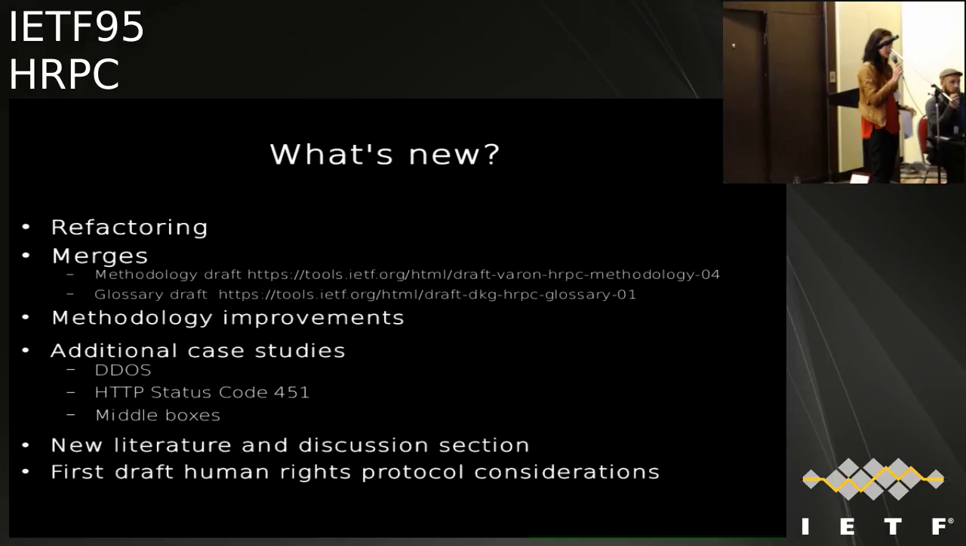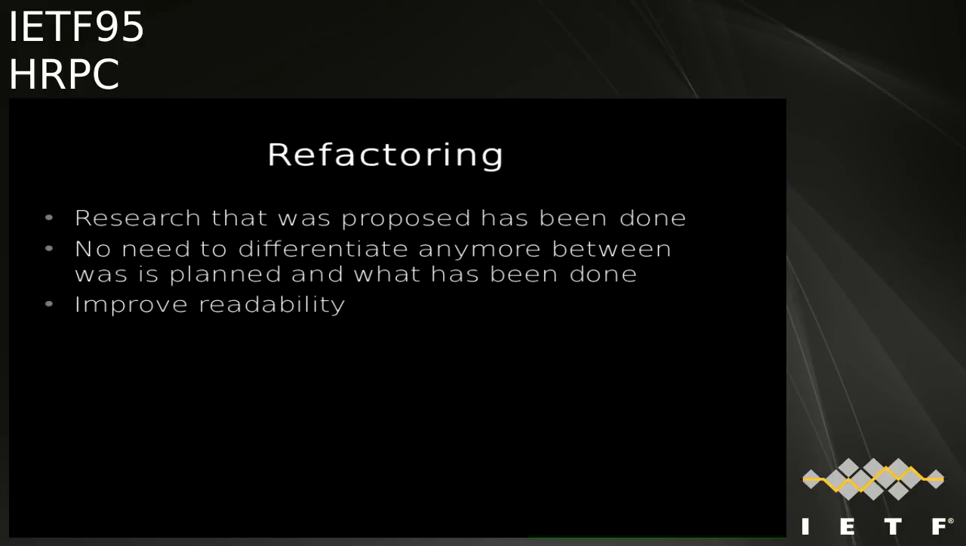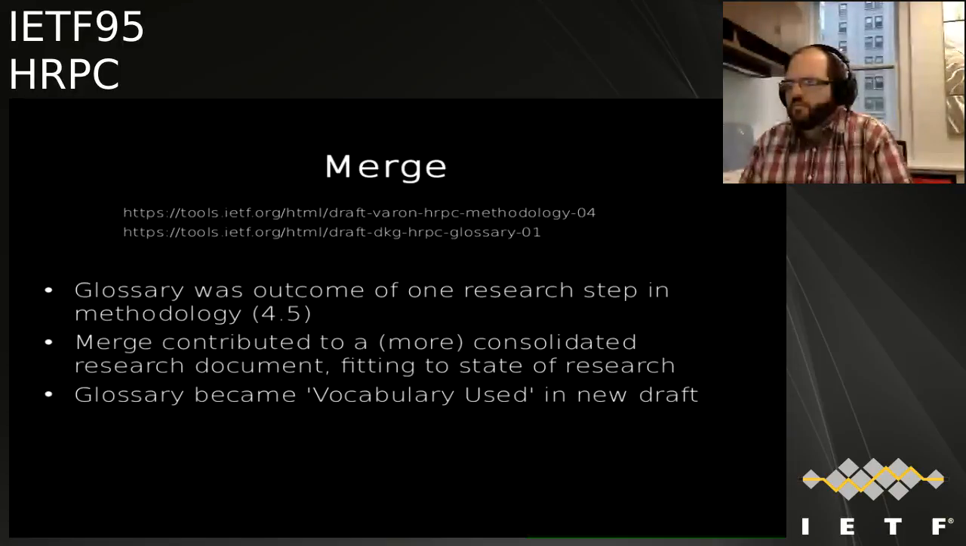When it comes to refactoring, the last two drafts had a combination of the work that we wanted to do in the future and the work that we had already done. Now, we're at a point where we don't need to make that difference anymore. So we've taken out all of the references that said, in the future, we plan to do X, Y, Z, because it's been done for the most part, which makes the document as a whole much more pleasant to read. Next slide, please. So this document is a product of the merger of the methodology and the glossary. The glossary was actually an outcome of one of the research steps that we set out to do. And the whole idea of this is to have a stronger, more consolidated draft.